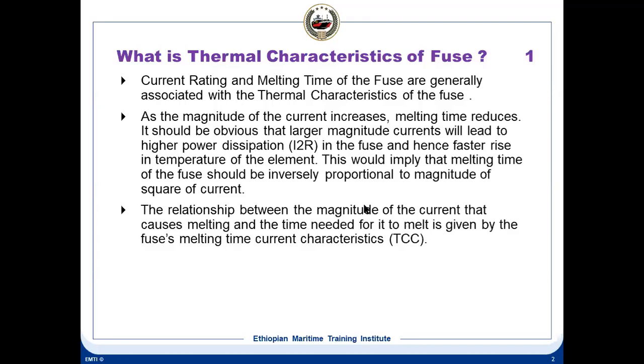So this would imply that the melting time of the fuse is inversely proportional to the square of the magnitude of the current. Okay. So from this we understand that the thermal characteristic relates to current rating, and the melting time of fuses is generally associated with the thermal characteristic. And the relationship between the magnitude of the current that causes melting and the time needed to melt is given by the TCC, the time current characteristic. Okay, this is the thermal characteristic of a fuse related to the current.